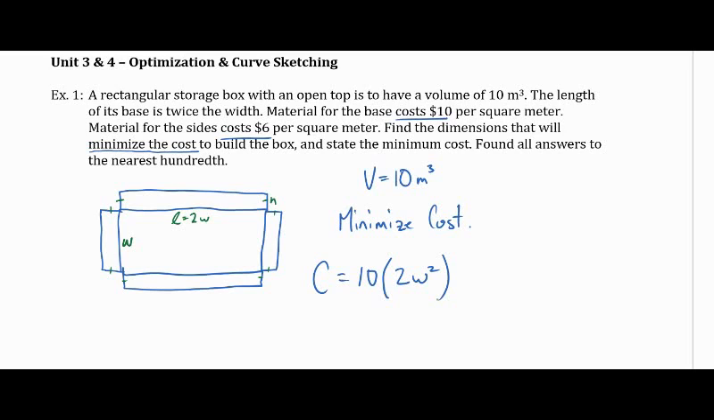It's a good idea to define your variables. I think I did say, and it is something we usually allow, if you have a diagram that's meaningful and your variables are labeled in your diagram, that can be like your let statement.